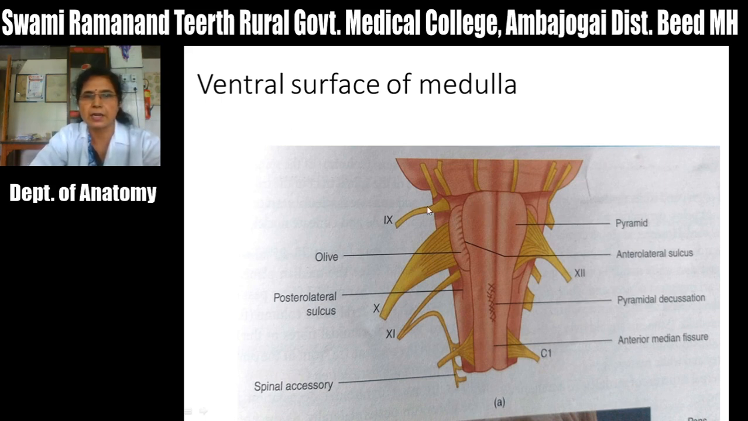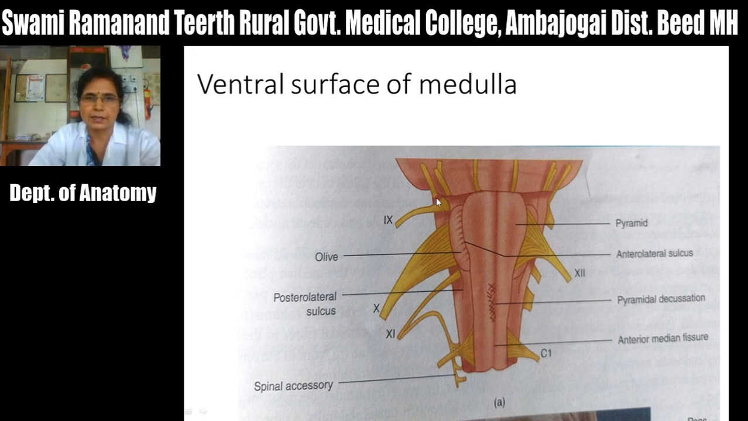This medulla oblongata is derived from myelencephalon. This myelencephalon is derived from the rhombencephalon. Rhombencephalon is the hindbrain vesicle. It is divided into two parts, that is metencephalon and myelencephalon. Metencephalon gives rise to pons and cerebellum, and myelencephalon gives rise to medulla oblongata. This medulla oblongata is present in the anterior part of the posterior cranial fossa.